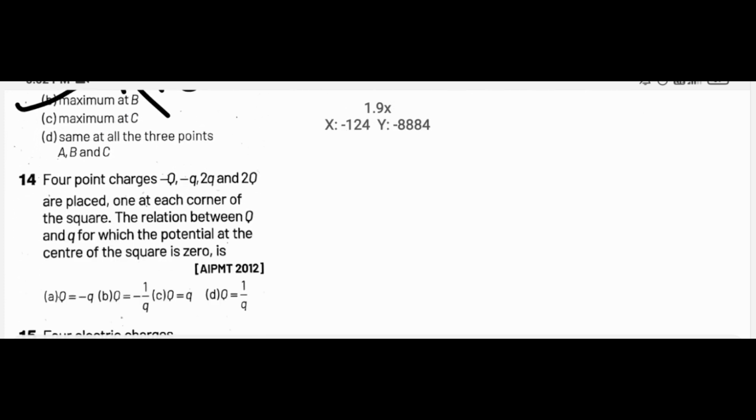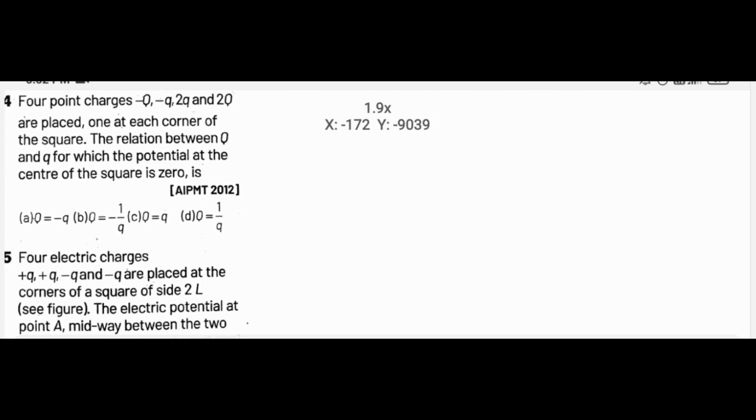Yes, moving on to the next question, the 14th question. 4 point charges minus Q, small q, 2q and capital 2Q are placed one at each corner of a square. Find the relation between capital Q, that is a positive Q, and small q, for which the potential at the center of the square is 0. See, they are talking about a square, and they have kept all those charges at the corners.